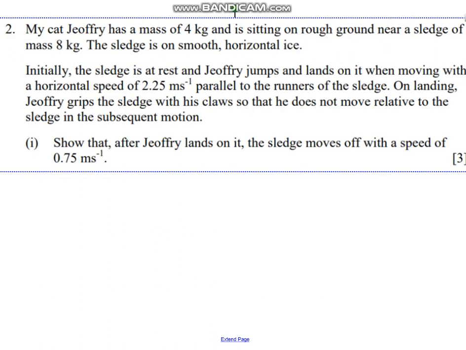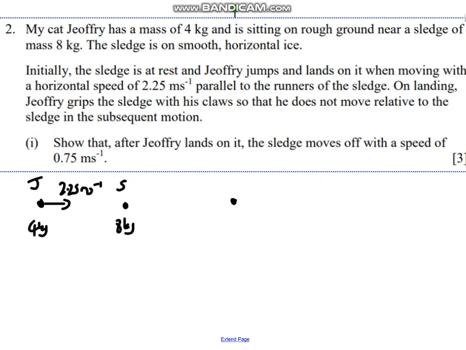Question 2. So very nice with Jeoffry the cat jumping onto a sledge. How fun. I'm sure there must be lots of little videos of animals doing similar stuff. So here's Jeoffry, and Jeoffry weighs 4 kilos, which is quite heavy for a cat. And he's going to jump onto the sledge. He's going to be moving at 2.25 meters per second. So I mean, if you were a mouse, that would be utterly terrifying, wouldn't it? This massive cat moving at that kind of speed. But anyway, he's not out hunting, he's going for a play on the sledge.